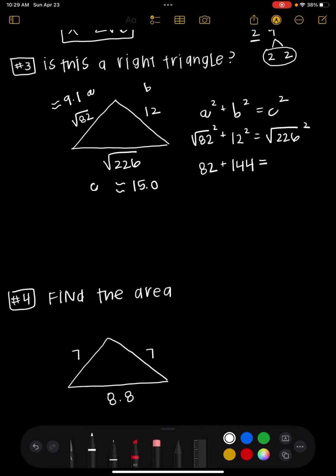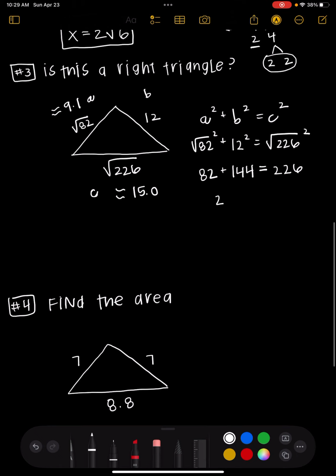The square root and the squared cancel out on the 226, so we're just left with 226. Now what we have to do is figure out, does 82 plus 144 equal 226? And when I plug that into a calculator, this side gives me 226, and that's equal to 226. So yes, 226 does equal 226, right? That makes sense. And so because that makes sense, then yes, this is a right triangle. We can say, yes, right triangle.